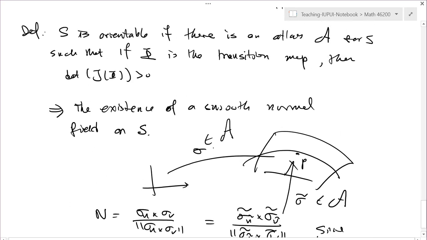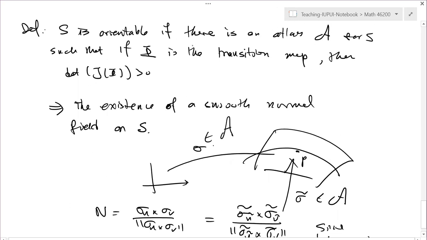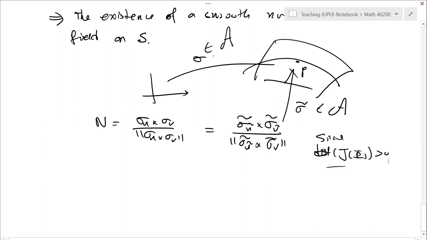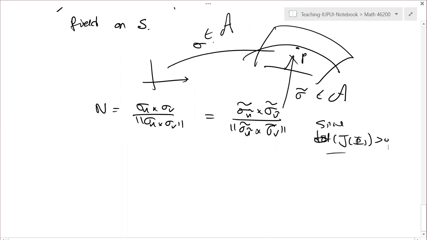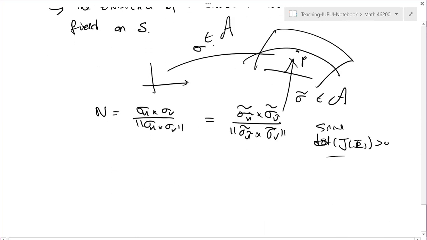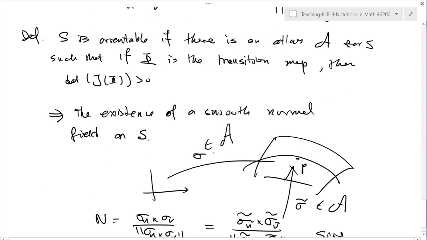Okay, so the key point is just that there exists an atlas such that any of the transition maps has a positive determinant Jacobian. Then this n is well defined. It doesn't matter which regular surface patch you choose from A, you always get the same normal vector. And this normal vector is smooth on the whole surface. And the surface is orientable if and only if you can find this. It's obvious to see that it's guaranteed as a smooth normal vector field.